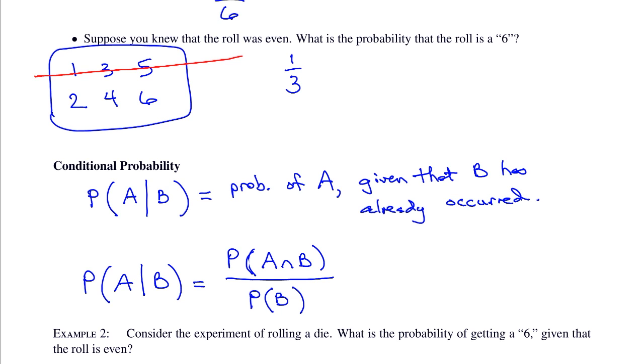So in some sense, the B that you know has occurred becomes the new sample space. For example, up here, when we knew that the roll was even, we discarded the 1, 3, and the 5. And now we're just looking at 2, 4, and 6. So how many of these is a 6? Just that one. How many total are there? There are 3. So it's 2, 4, and 6. All right, so this is the formula you're going to need right here.